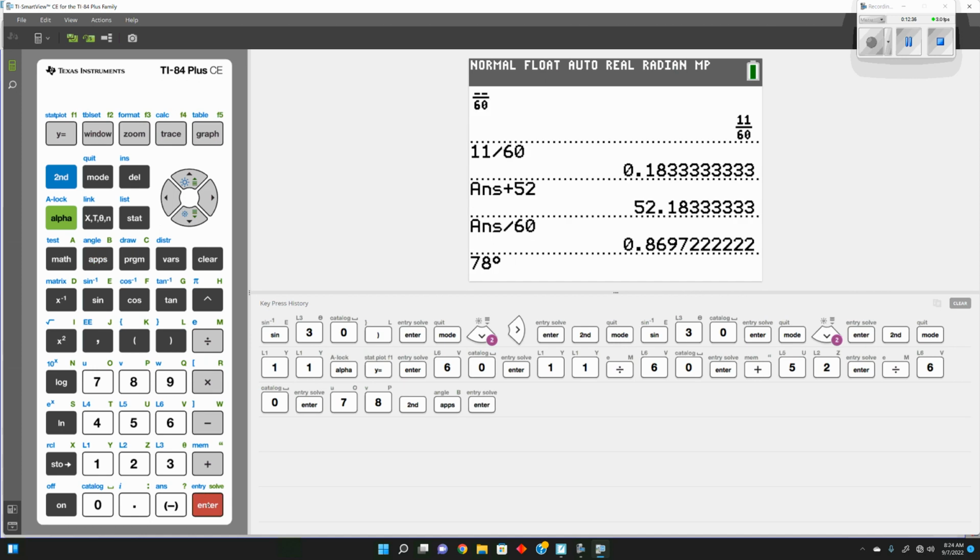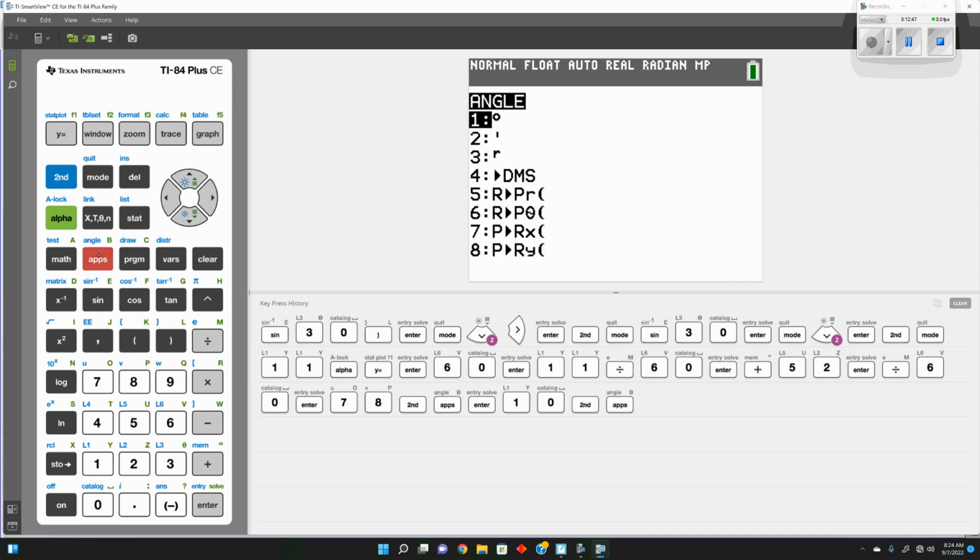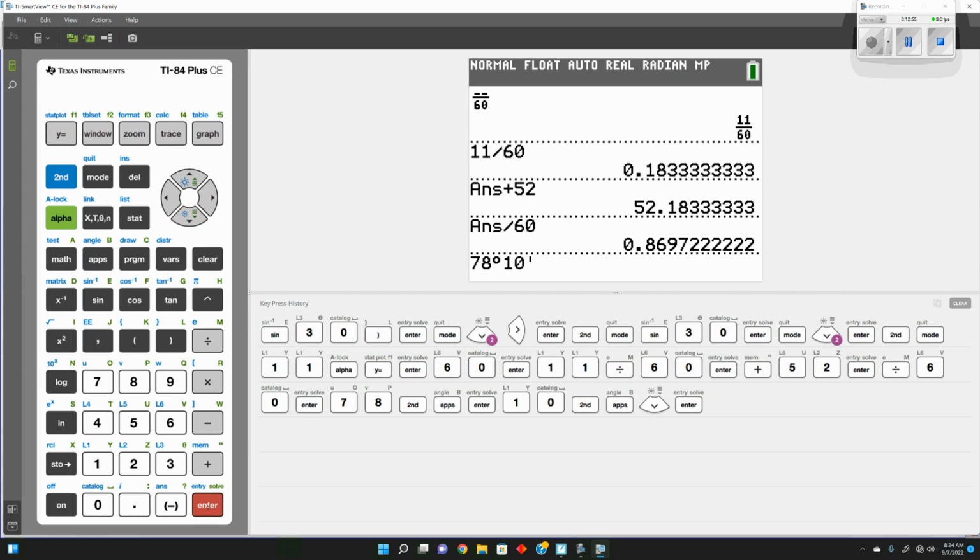So we have 78 degrees. Then how many minutes do we have? 10. So I can go 1, 0. Second angle, well, the one right below it is the same as our minute marker, isn't it? So we can hit enter. Was that it? Well, we had seconds, didn't we? How many seconds? 19.